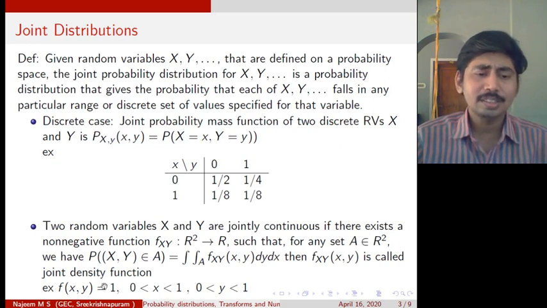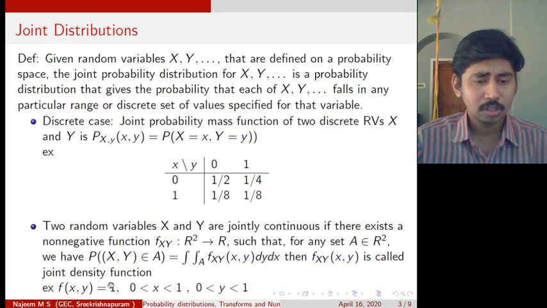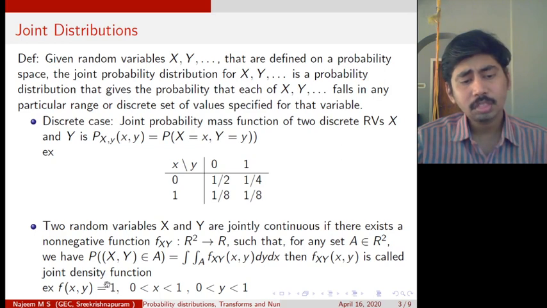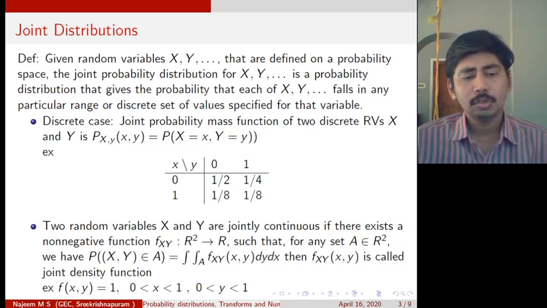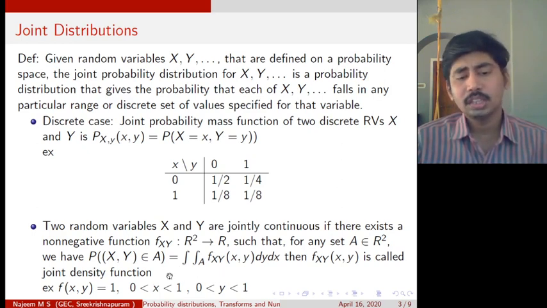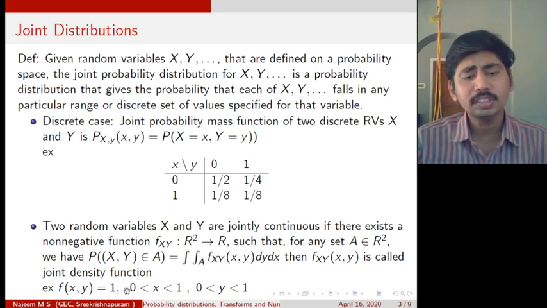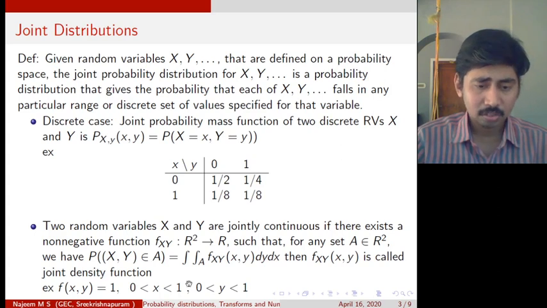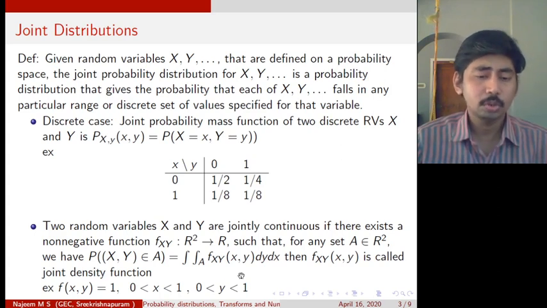Another thing, this number can be greater than 1 depending on the range. If 0 less than x less than 1 by 2 and 0 less than y less than 1 by 2, then this can actually be 4. The only thing is that the total probability should be 1, so if we integrate over this range, we should get 1. So it is very much correct that even if f of xy is greater than 1, you may get a probability less than 1. If you integrate over the whole area, you should get 1, and over any subset of this area you will always get less than 1. So you should integrate in order to get the probability.